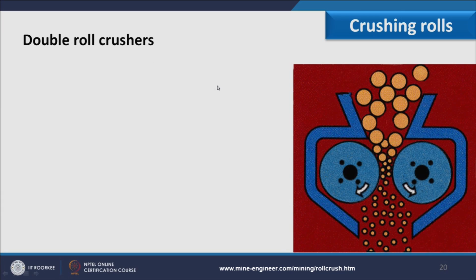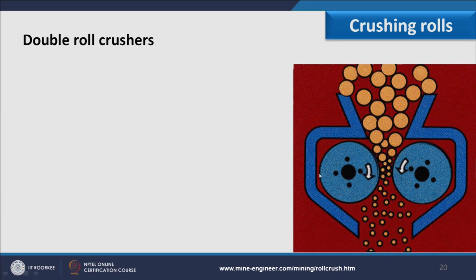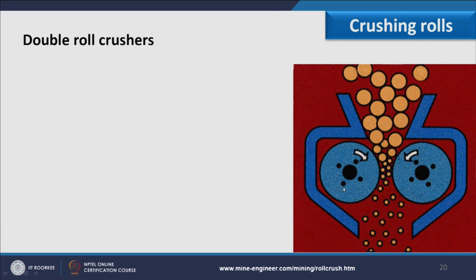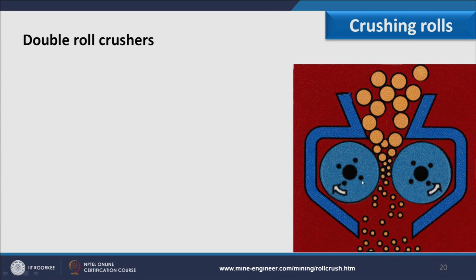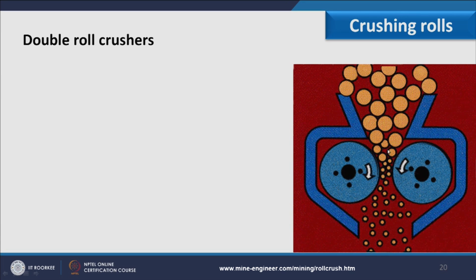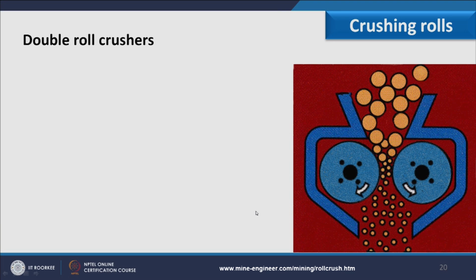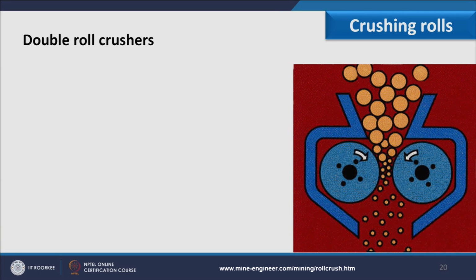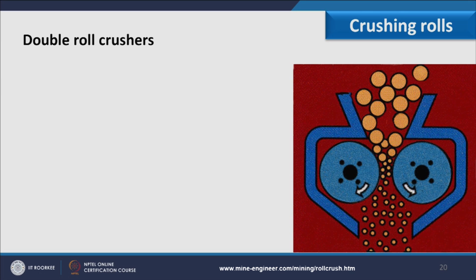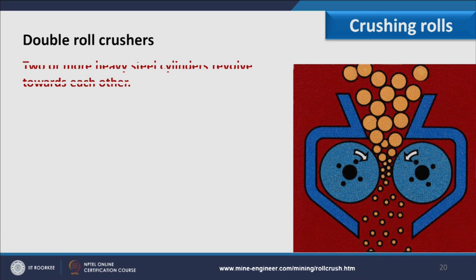Now we will discuss the double roll crusher. You can see the animation over here. Here we have the double roll crusher, with rolls moving towards each other, and material falling in between can be crushed and exit from the bottom. So this we also call free crushing. If you remember the free crushing concept, here you can see very well what free crushing is, which happens due to the action of gravity.